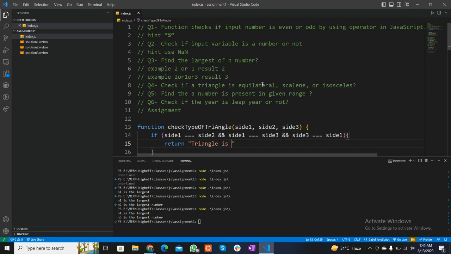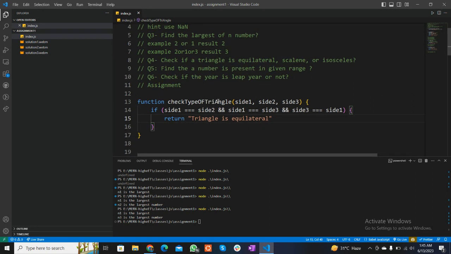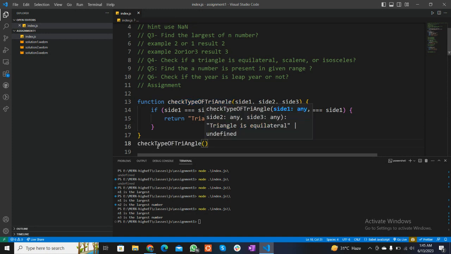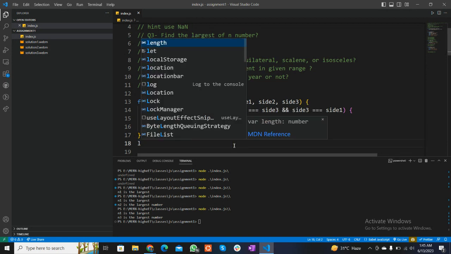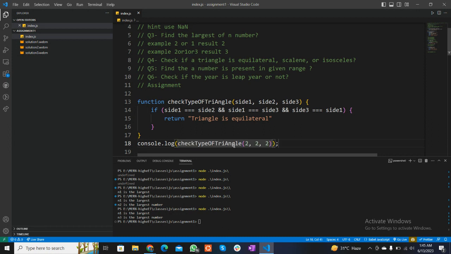The triangle is which one? Equilateral. So let's write the condition and run the output for just one condition. For example, 2, 2, 2. Then we can write it into a log statement so that we can see the output. Run it here, and it is saying that the triangle is equilateral.